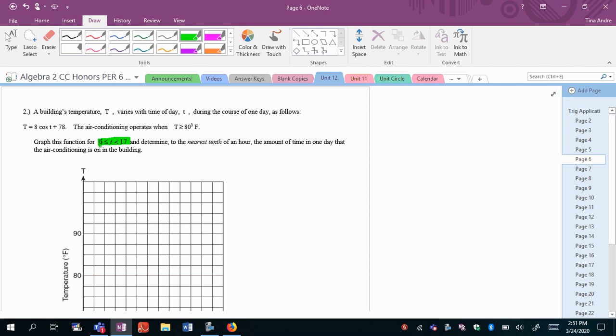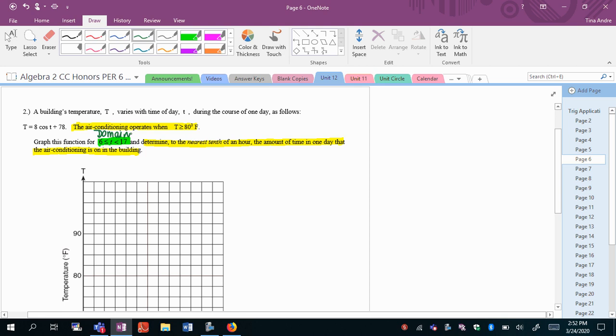So what we need to do is, first of all, graph it. Then we need to figure out how long the air conditioning is on in the building. Well, it's only on when the temperature is greater than or equal to 80. So that's going to be important because that's how I'm going to be able to figure that out. One thing, first of all, before we get into our graph here, is we have a domain restriction. It's telling us that it only wants us to graph between these points.